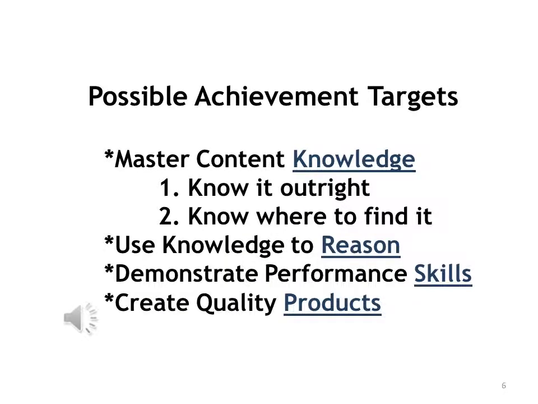Possible targets can fall into one of four areas. For example, to master content knowledge, to know it outright and know where to find it. Or the second is to use knowledge to reason. The third, demonstrate performance skills. And the last is to create quality products. These are all achievement targets, much more concise than the standard.